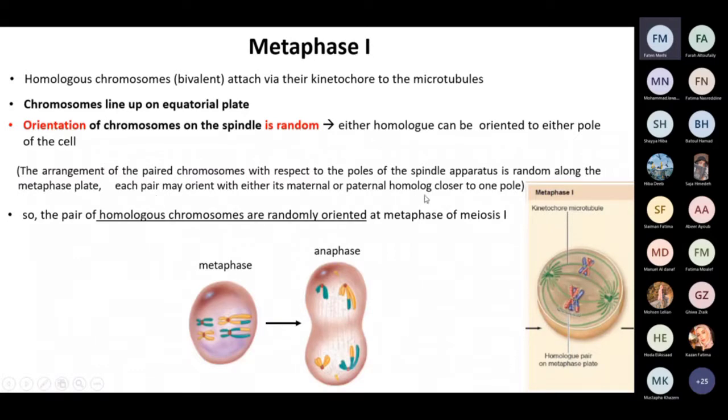It doesn't mean that all the paternal ones are turned upward and the maternal ones downward, so that when the division happens all the maternal ones go down to one cell and the paternal ones go to the other cell. No. They are randomly organized on the equatorial plate. So the pair of homologous chromosomes are randomly oriented at metaphase of meiosis 1.